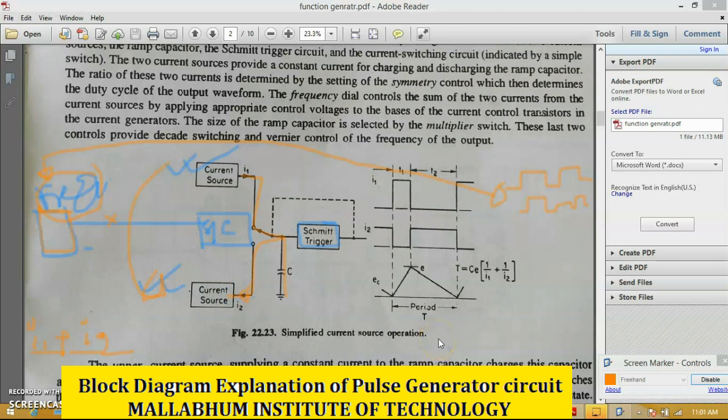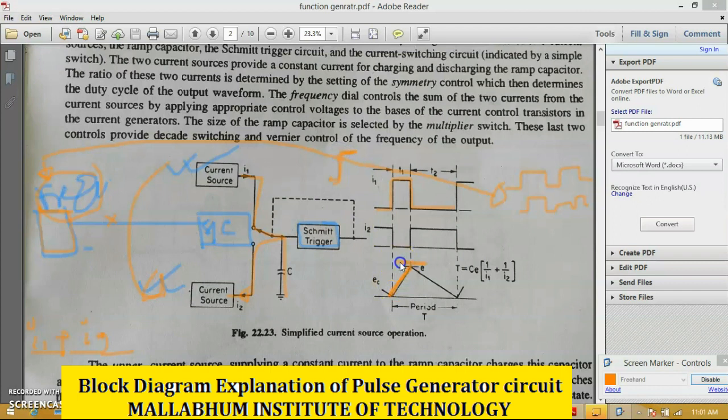So as soon as that I2 is on, the capacitor starts to discharge. Now you can see that this is I1, which is on for that time. As soon as I1 is on for this time, the capacitor voltage starts to rise. It is rising, and the Schmitt trigger holds whatever state it is in. Suppose it is in the positive state.